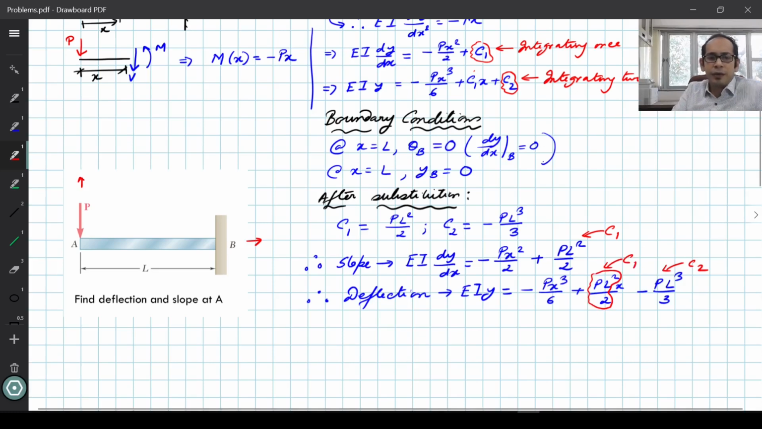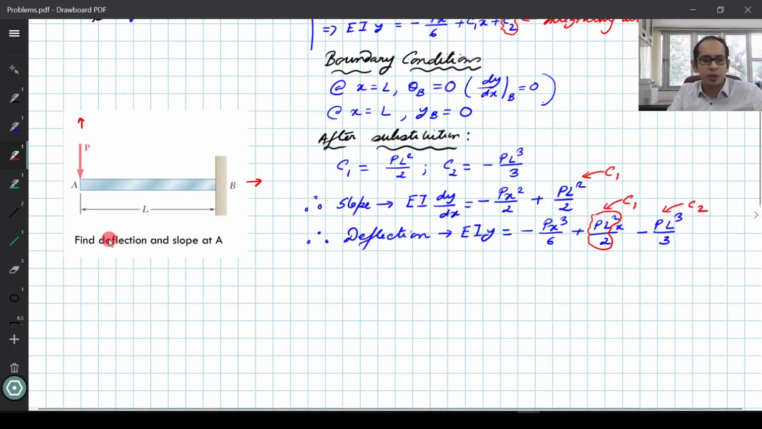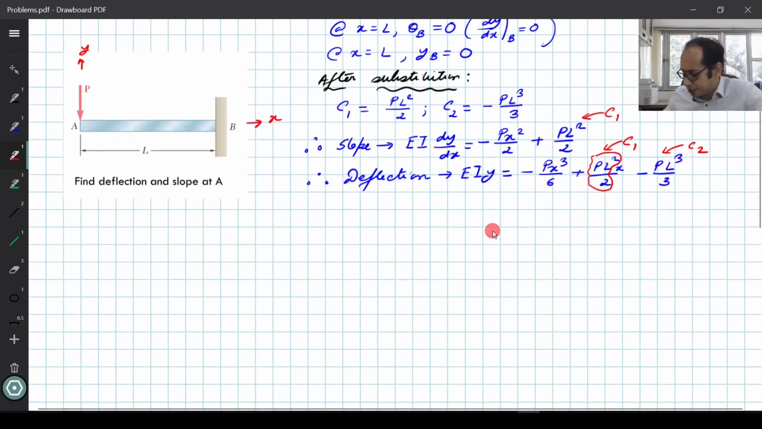Once you have written out the expression for the slope and the deflection, see, the problem asks you to find the deflection and the slope at A. That means at A, we know that x equals 0. So if we go to A over here, this particular point is x equals 0. If you put the value of x equals 0 over here, you will get the value of the slope, that is theta at A, that is dy/dx at A, and also the y at A. So let's go ahead and plug in x equals 0 and see the expressions that we get.